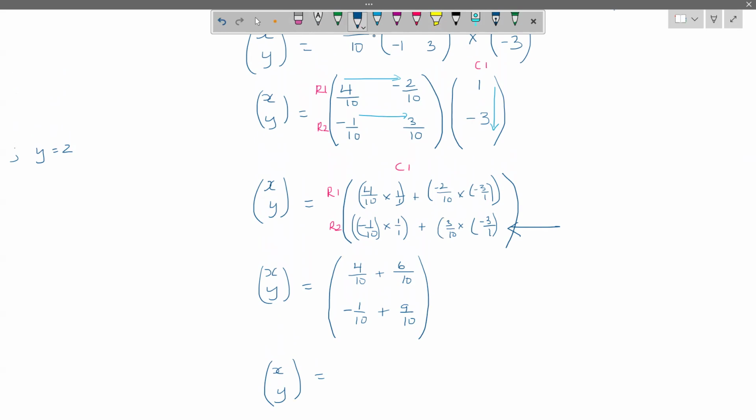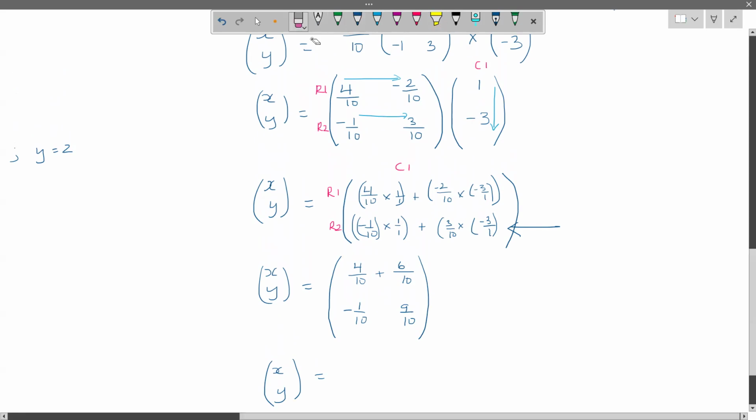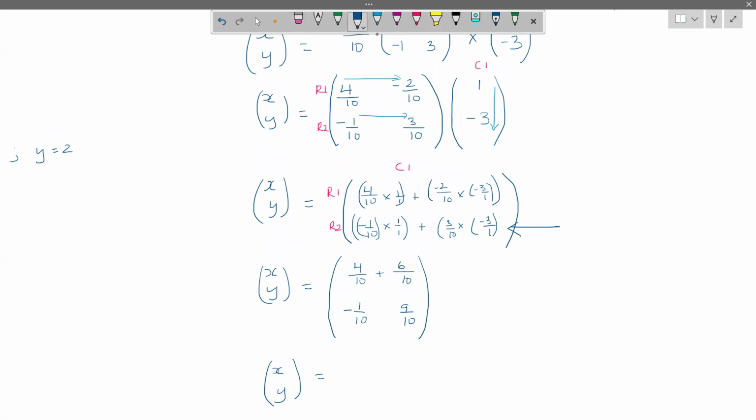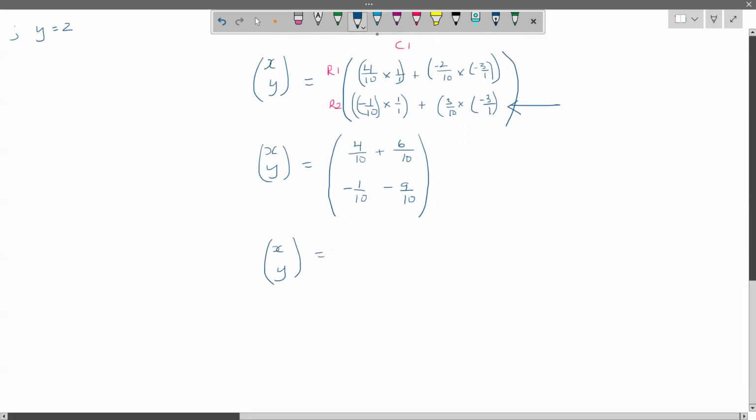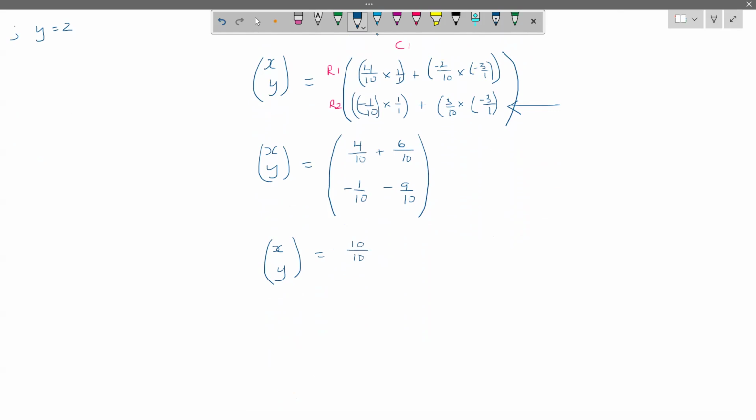So 3 over 10 by negative 3 over 1. So that will give us negative 9 over 10. Good observation. Thanks, Adrian. Right? So we now have negative 1 over 10 by negative 9 over 10. So we could add these together now. 4 and 6 will give us 10 over 10. And then underneath here, the signs are the same. So I keep the sign and add. 1 and 9 will give me negative 10 over 10.